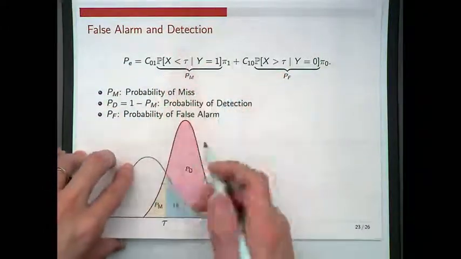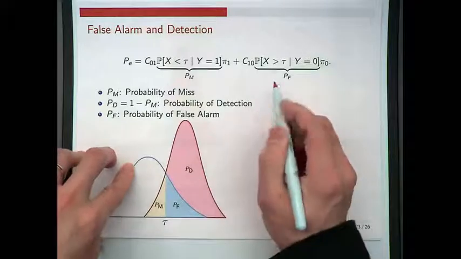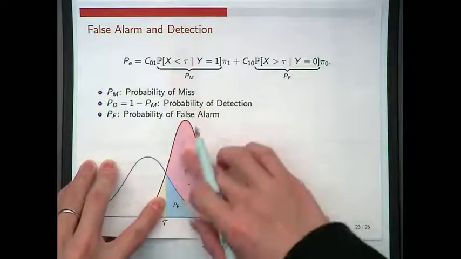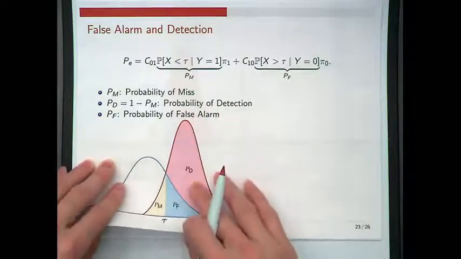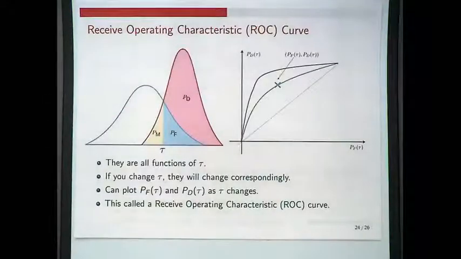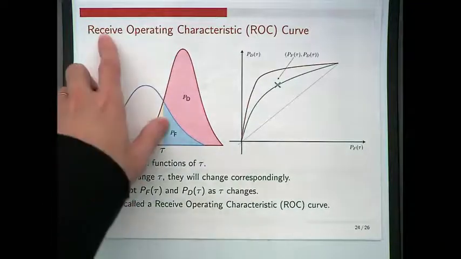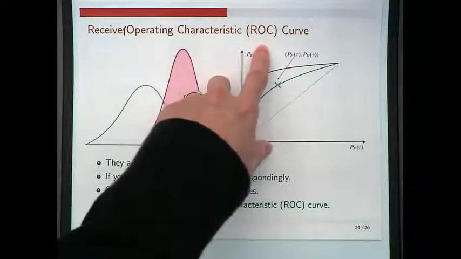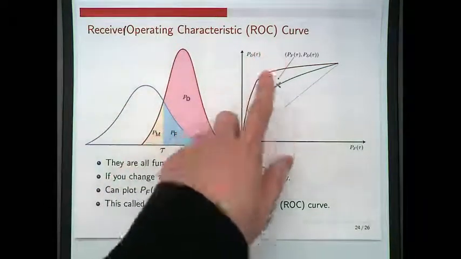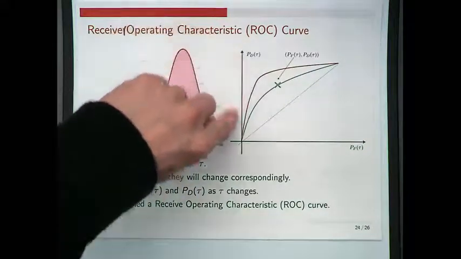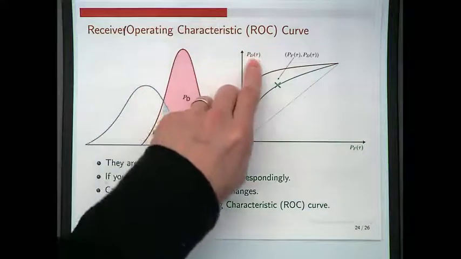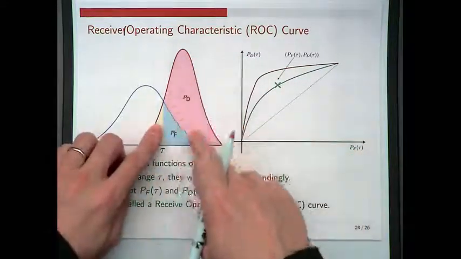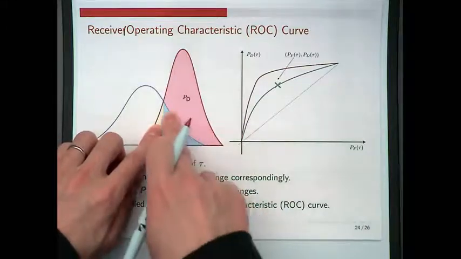I can define the miss as this yellow area, and the false alarm as this blue area. The complement to this blue area is called the probability of detection. Okay? And then you can define a curve. It's called the receiver operating curve, ROC curve. Perhaps you have heard this term before. The ROC curve is a curve that shows the probability of detection versus the probability of false alarm. It is this pink area over the blue area.